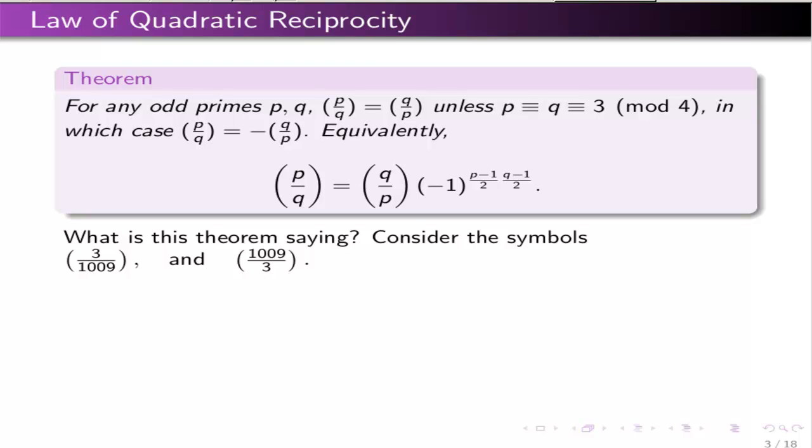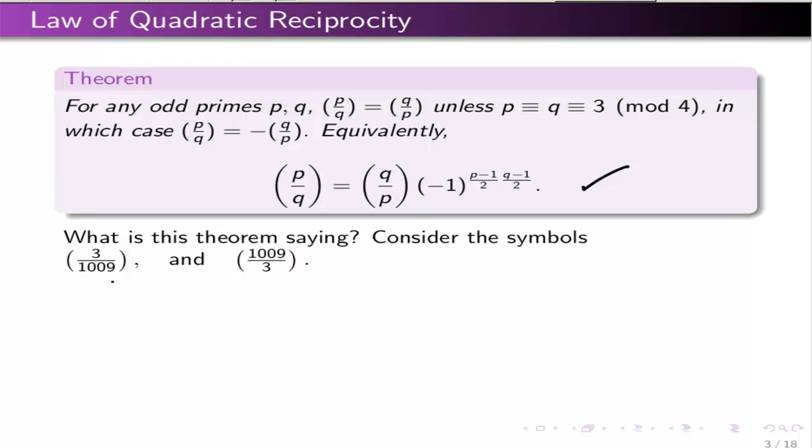So again, if p and q are odd primes, then (p/q) equals (q/p), unless both primes happen to be congruent to 3 mod 4, in which case they have opposite signs. And we have this equivalent formulation like this that we won't need to make use of today. So first of all, what is this theorem really saying? Let's consider the following example.